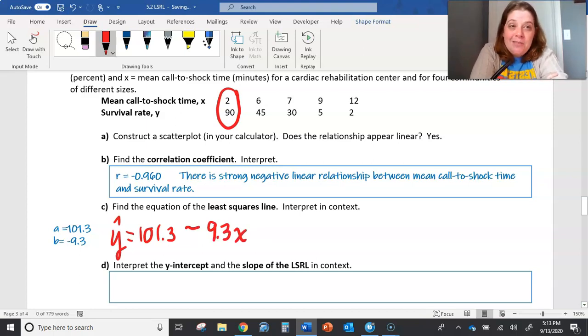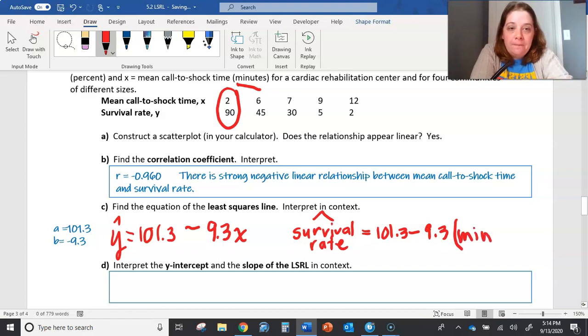Interpret in context just means I'm going to rewrite the thing with words instead of with variables. So the Y would be survival rate. So I'm going to say survival rate, and you can actually use the word predicted, or you can put a little hat over it. That's fine. Equals 101.3 minus 9.3. And I need to write mean call to shock time in this space, but that's really a lot of words. So I'm just going to go up and grab the unit here, which was minutes. Okay, mean call to shock time in minutes. Okay, so there's my context.